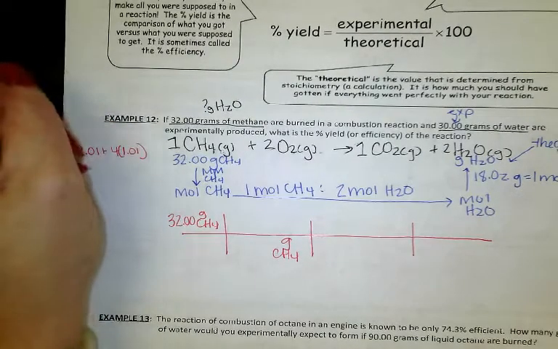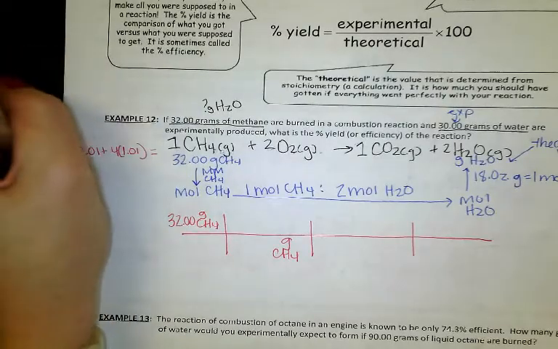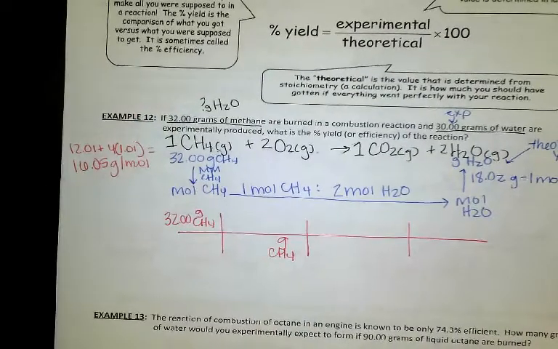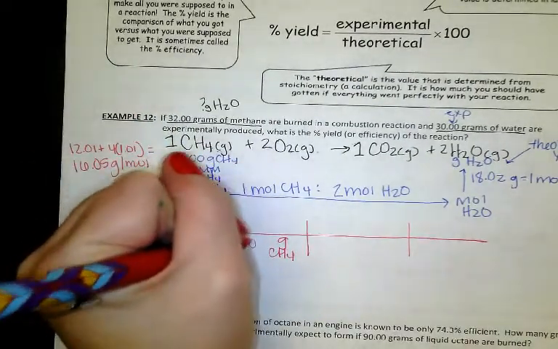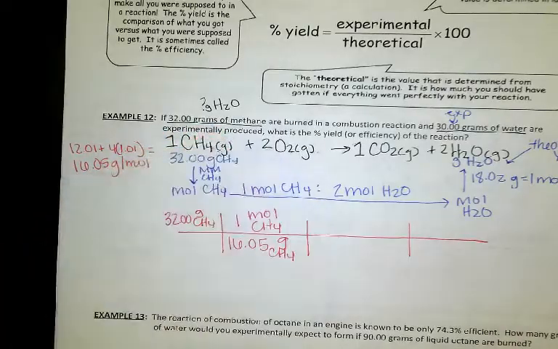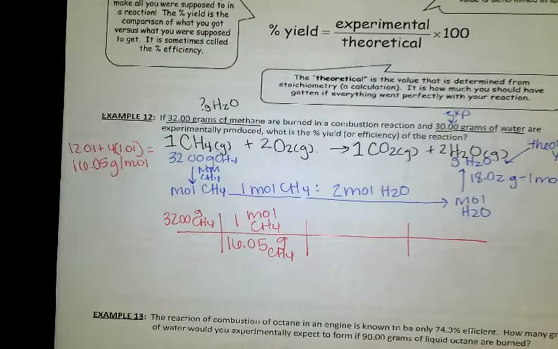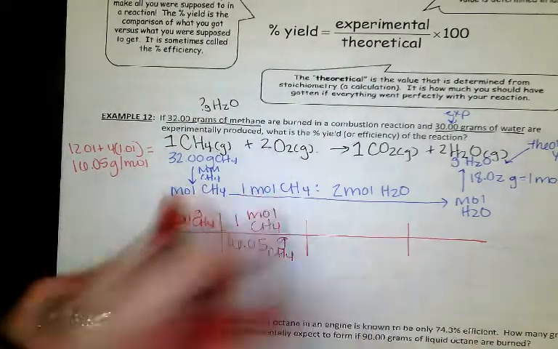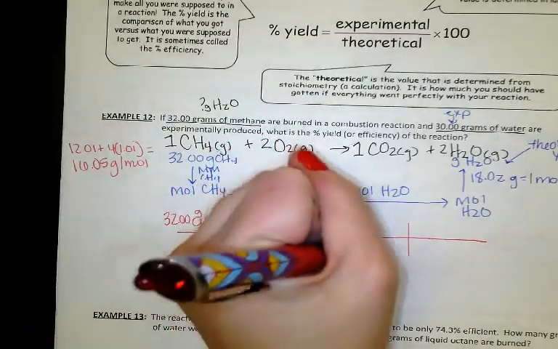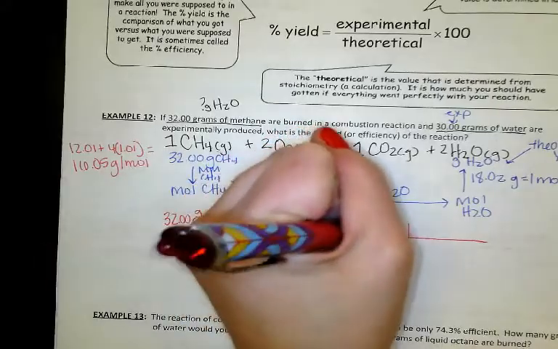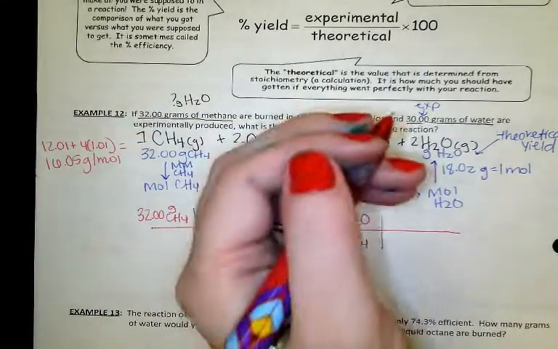Okay, so we got 16.05 grams of CH4. That's 1 mole of CH4 on top. Then we do a mole-to-mole ratio using our coefficients. So 1 mole of CH4 on the bottom, 2 moles of water on the top. Then we're going to go from moles of water to grams of water using our molar mass of water. So 1 mole of water is 18.02 grams of water.